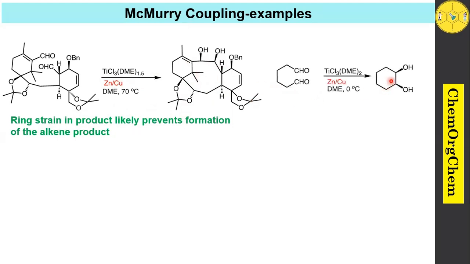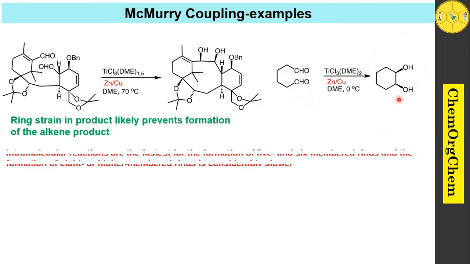So next, moving on, another example. We have already seen that if we want the diol, we should conduct this reaction at lower temperature. This is one example. Now you see this framework having two aldehyde groups. When you subject it to this reaction condition at 0 degrees Celsius, it produces the corresponding diol product.